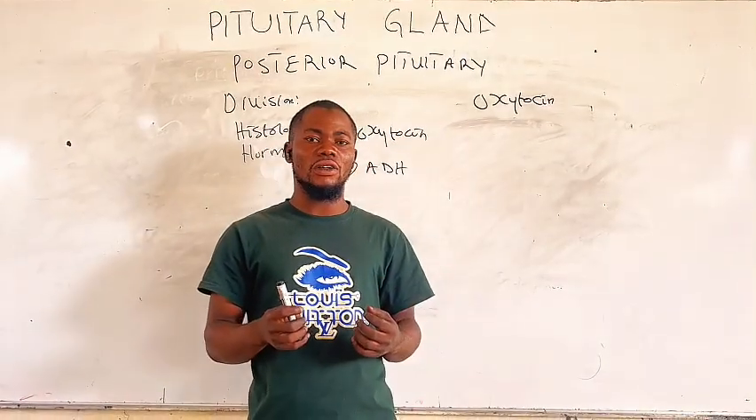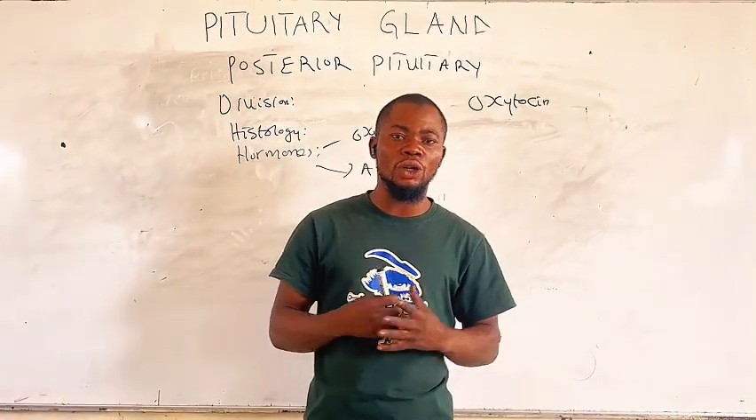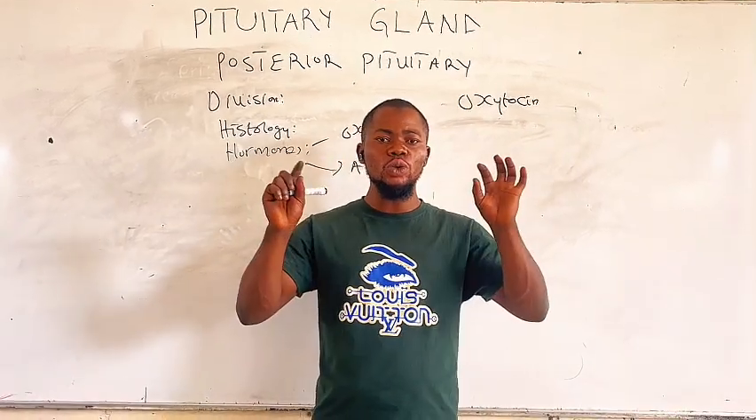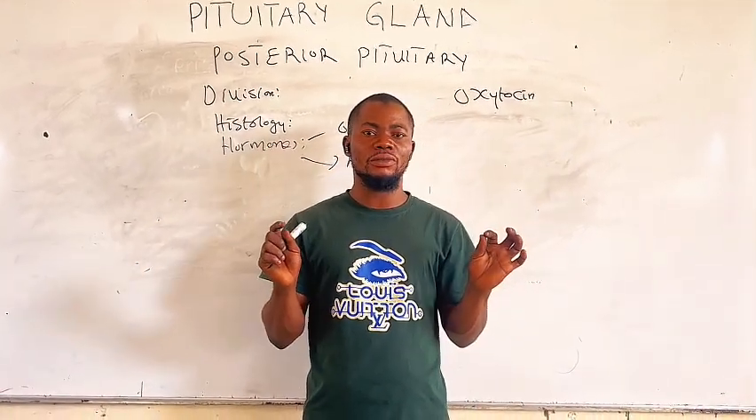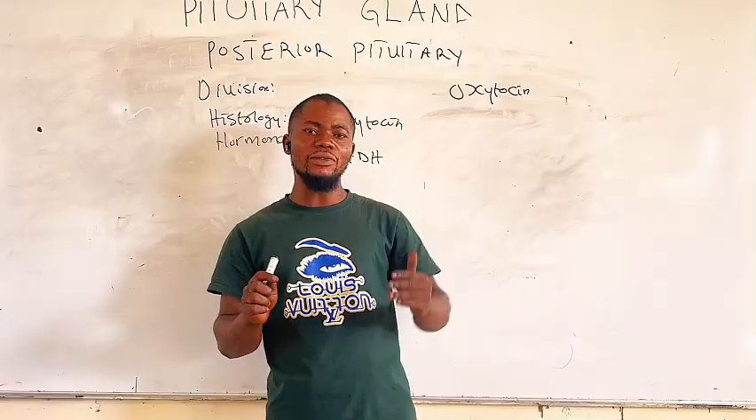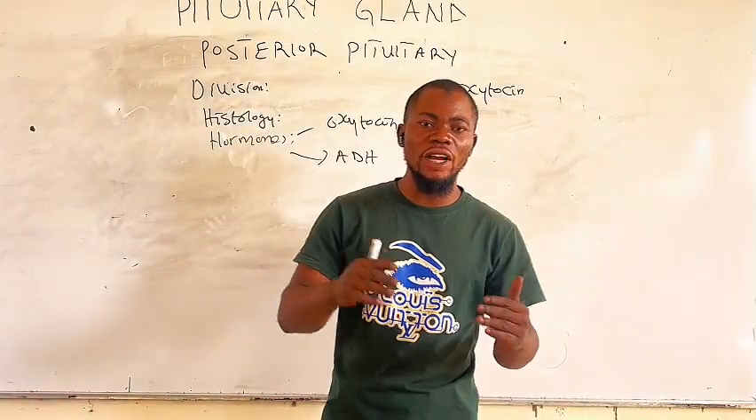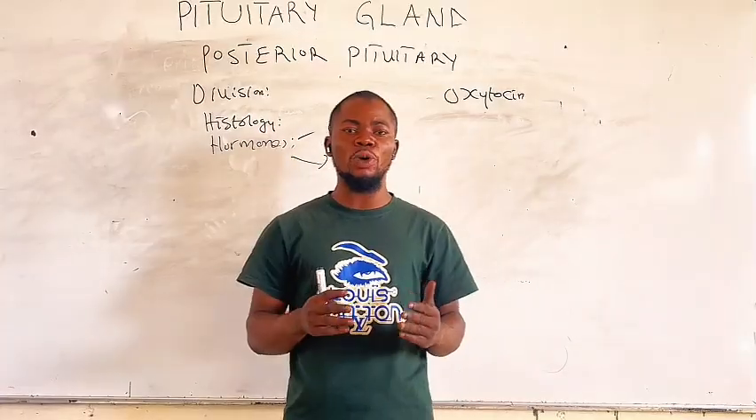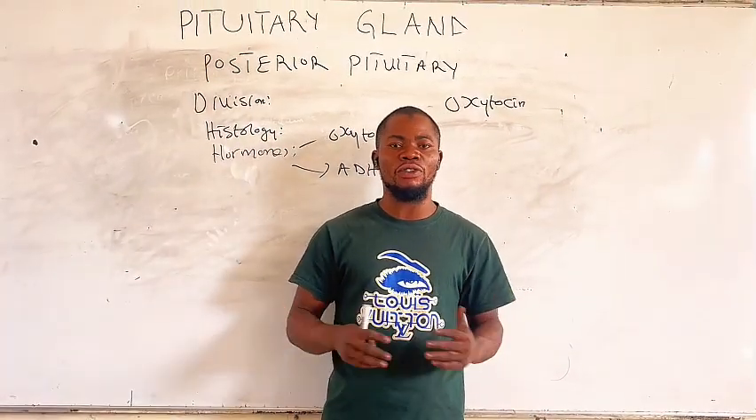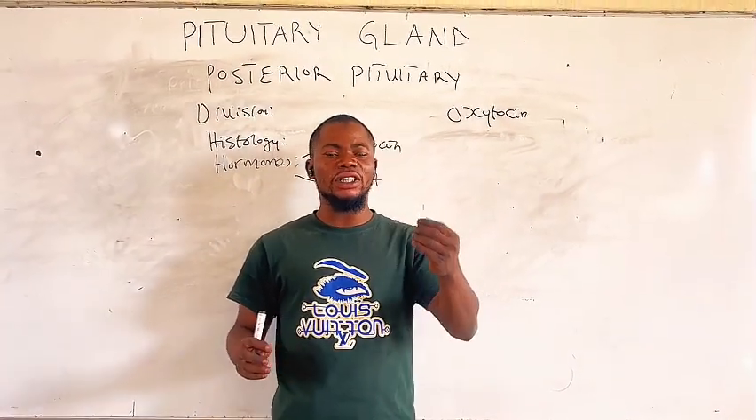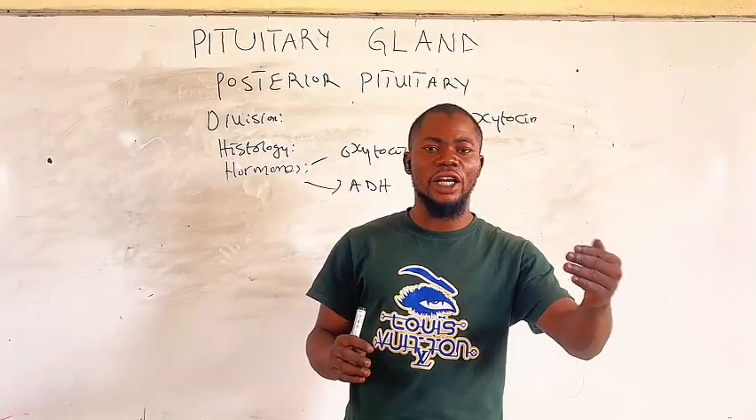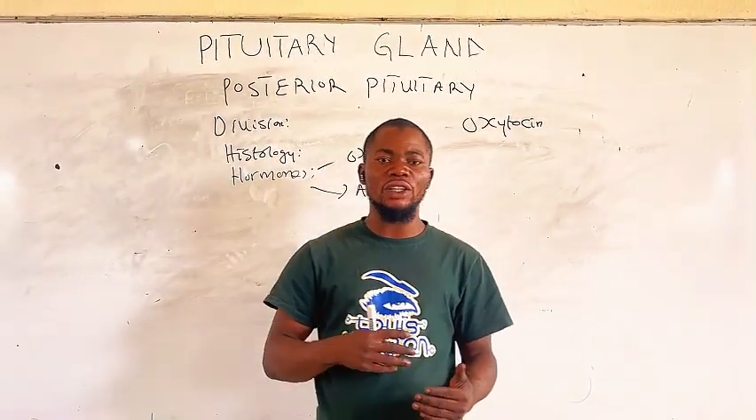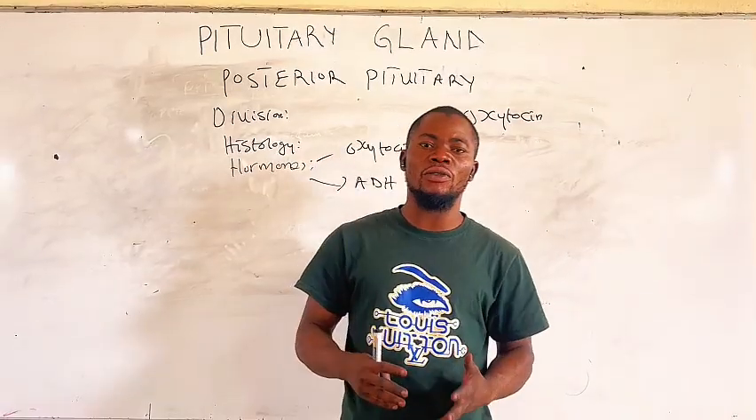Next is regulation of antidiuretic hormone. Antidiuretic hormone is regulated by two main mechanisms. It is regulated if there is a decrease in extracellular fluid, or if there is an increase in the osmolar concentration of the blood or body fluid. If there is a decrease in the body fluid, then the antidiuretic hormone will be released so that there will be facultative reabsorption of water.